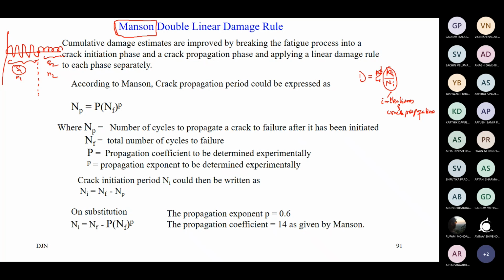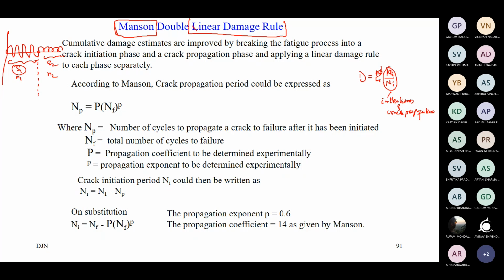And once the crack is initiated, again it is a linear rule only, but this linear rule will clearly distinguish between crack propagation and crack initiation cycles. That is the only difference. That is why the rule is called double linear. Double linear means you are still using the same Palmgren-Minor linear rule, but two times: once up to the time for crack initiation and then for crack propagation. That is why it is called the double linear rule, and this rule has been proposed by Manson, therefore his name is attached with the rule. Very simple to keep in mind.